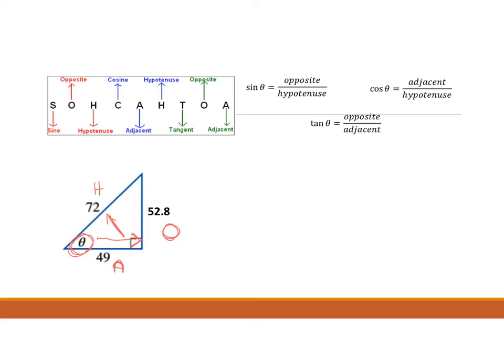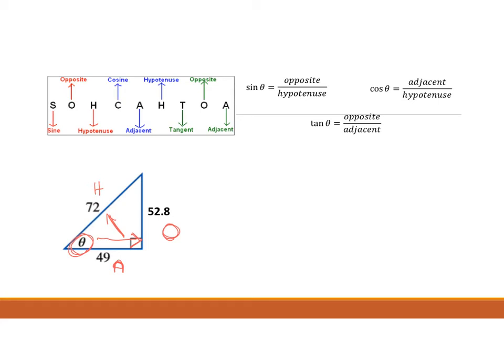So usually you will only have two of these side length values, which will limit you to which ratio you can use. So if you only had your hypotenuse and your opposite, you would have to use the sine ratio. But in this case, I'm going to write out all of these, substituting in our opposite, our hypotenuse and our adjacent, just to show you.